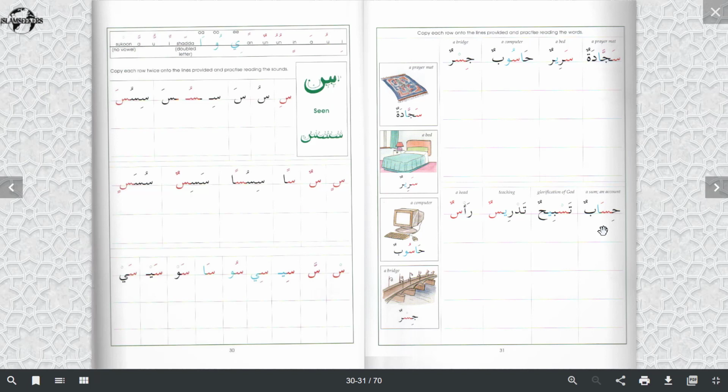Line 2. A sum or an account. Hisabun. Glorification of God. Tasbihun. Teaching. Tadrisun. A head. Ra'sun.